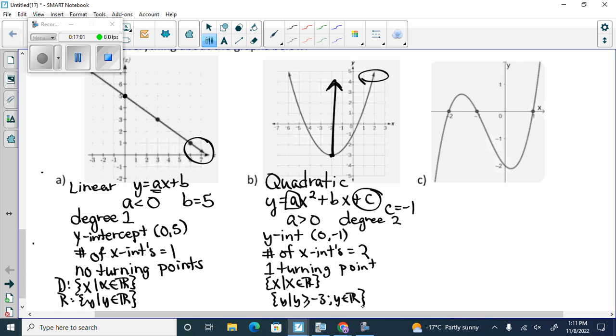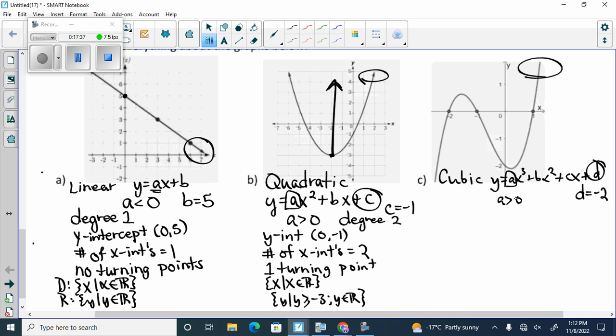What about C? Cubic, and in regressions, that's 4, 5, and 6. So we get y equals ax cubed plus bx squared plus cx plus d. What can we say about d? In this case, it is -2. What can we say about my a? It's positive because we care about that. So a is greater than 0.